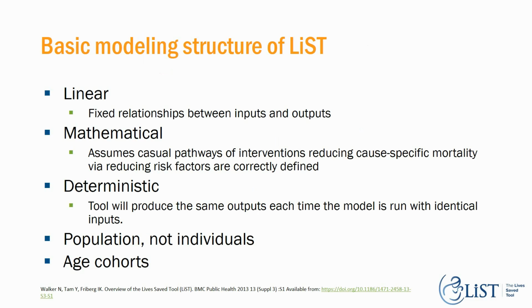So to get a little bit of background of the modeling structure in LiST, LiST is a linear model. It has fixed relationships between the inputs and the outputs within it. It's a mathematical model which assumes that the causal pathways of the interventions that reduce cause-specific mortality via reducing risk factors are correctly defined. It's a deterministic model, meaning that each time you run it, it will produce the same outputs as long as you're entering the same inputs.